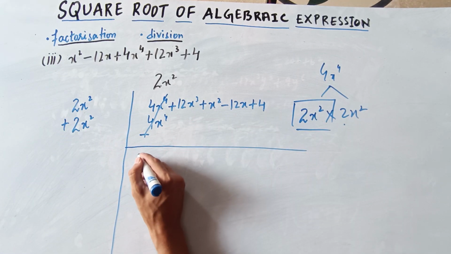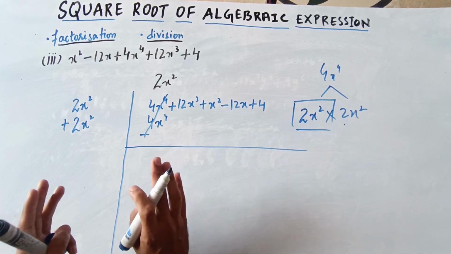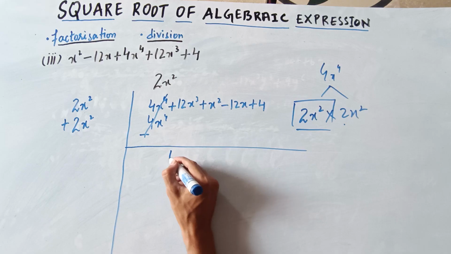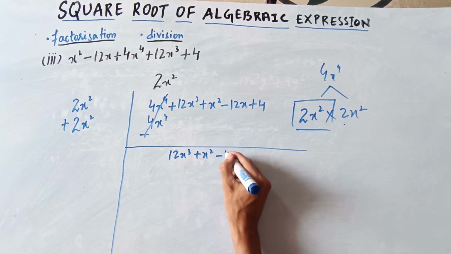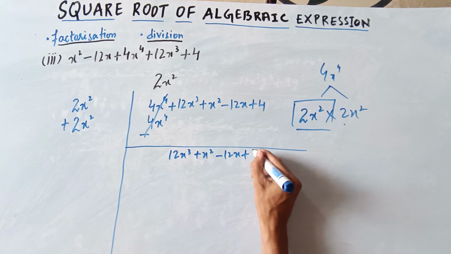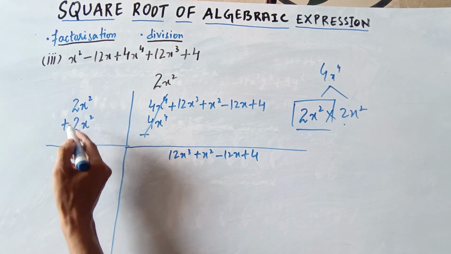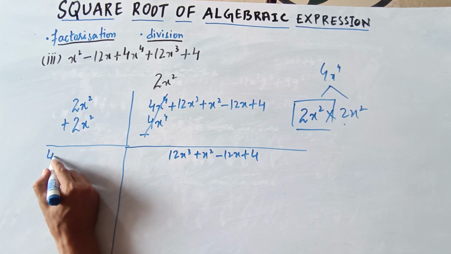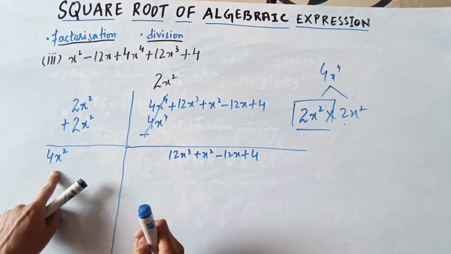So in the next step it will come, but don't forget to check that you should write it in the descending order. So it will come 12x cube plus x square minus 12x plus 4, and over here 2 plus 2, it will come 4x square.